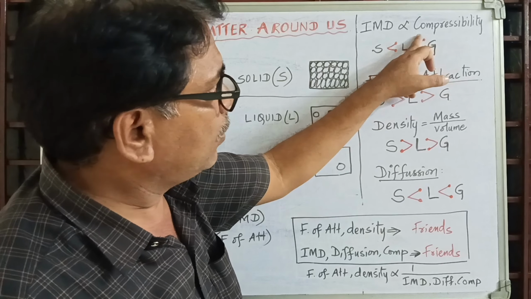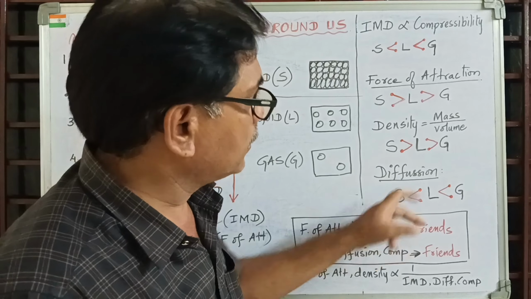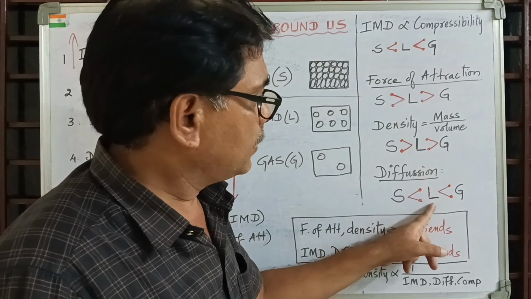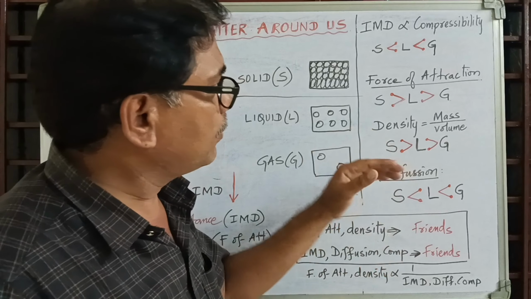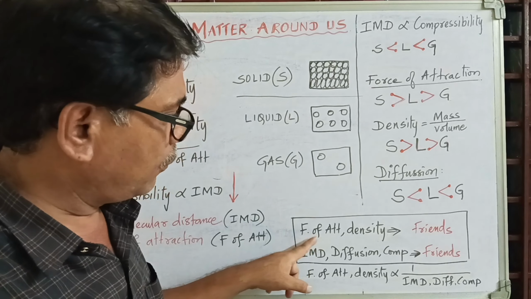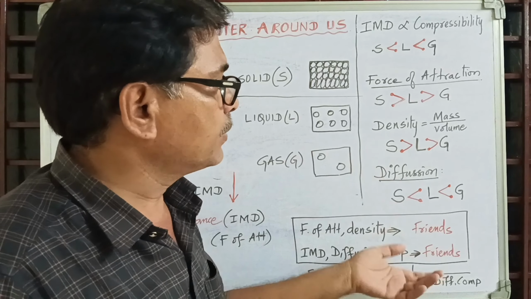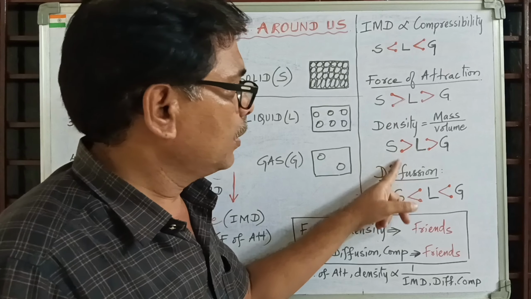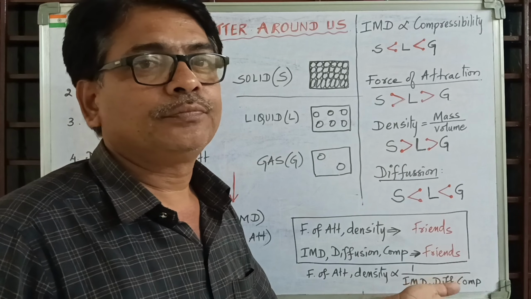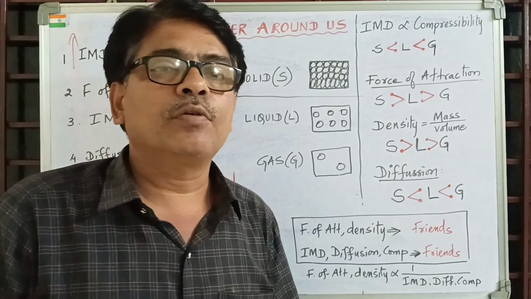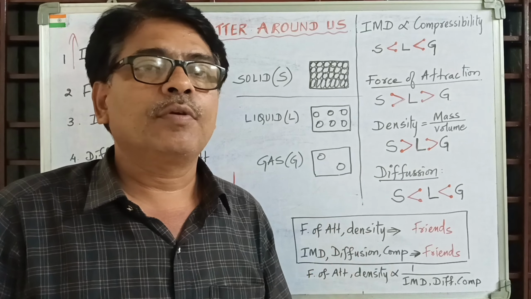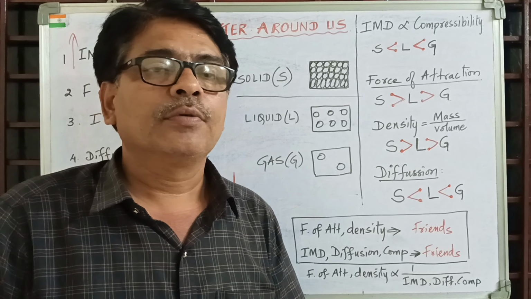See, in all these first, second and third cases, gas is more. In between it is liquid, then it is solid. Same thing as I was just telling you, force of attraction and density are friends. Solid has more force of attraction, and even density is also more. So it will be very helpful to you. We'll take a photo of this chart that will also be displayed in the same video.